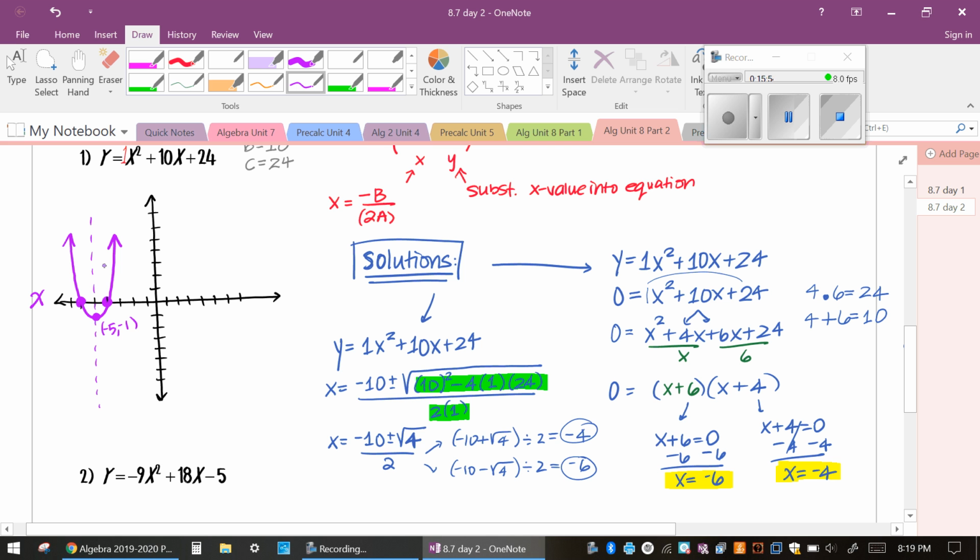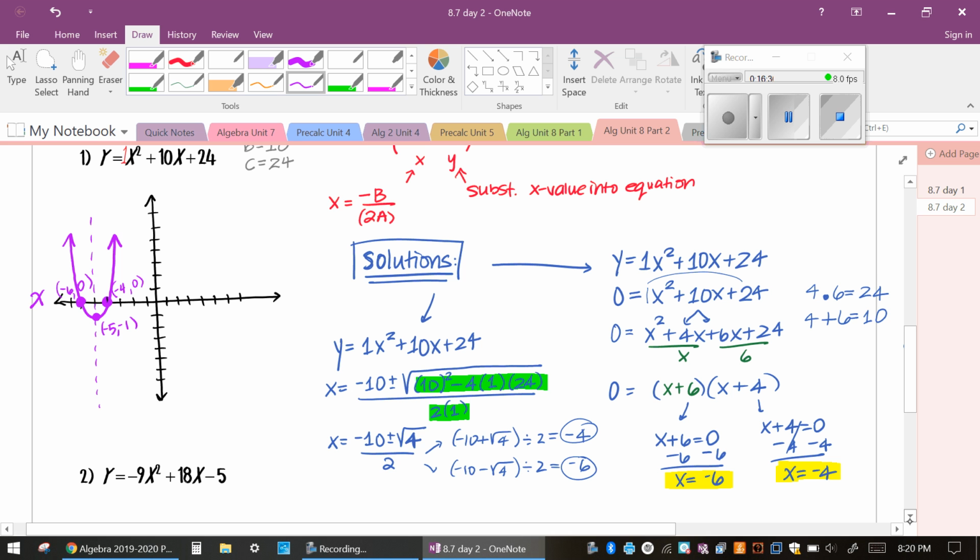The solutions, negative 4 and negative 6, which are ordered pairs. So I'm going to write them as ordered pairs so you guys can see. And your vertex. So again, we practiced finding the vertex the first time we learned 8.7, in 8.7 notes day 1, and now we're combining that with everything that we've learned with quadratic formula and factoring to find the solutions that are also ordered pairs. You can write them as ordered pairs, which are x-intercepts.